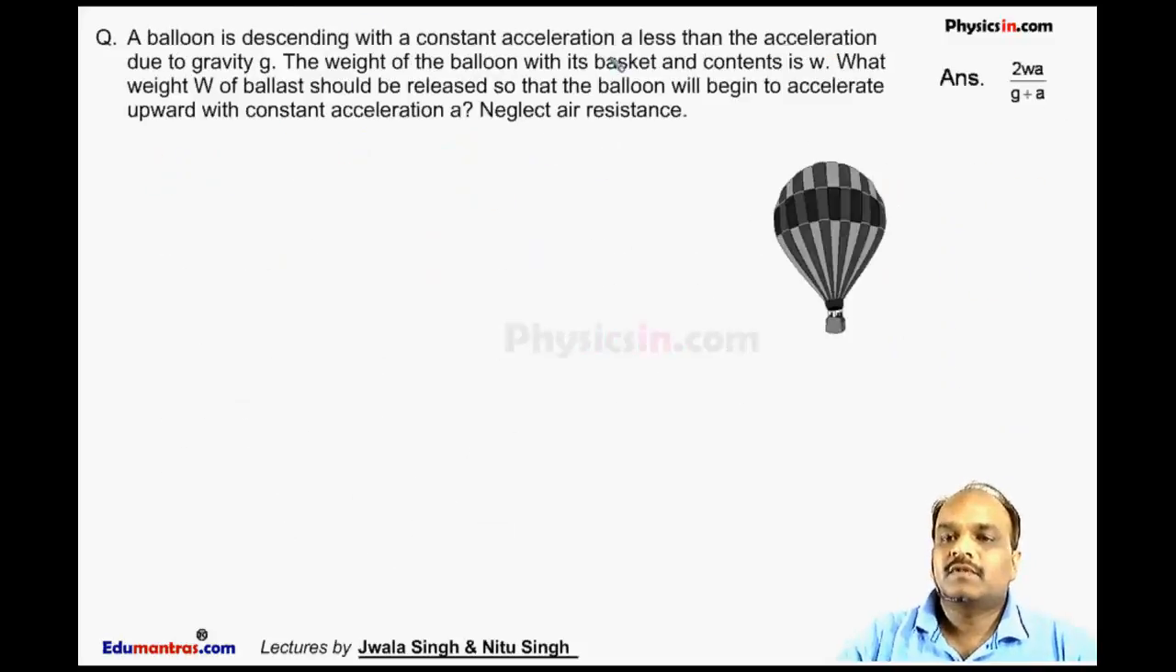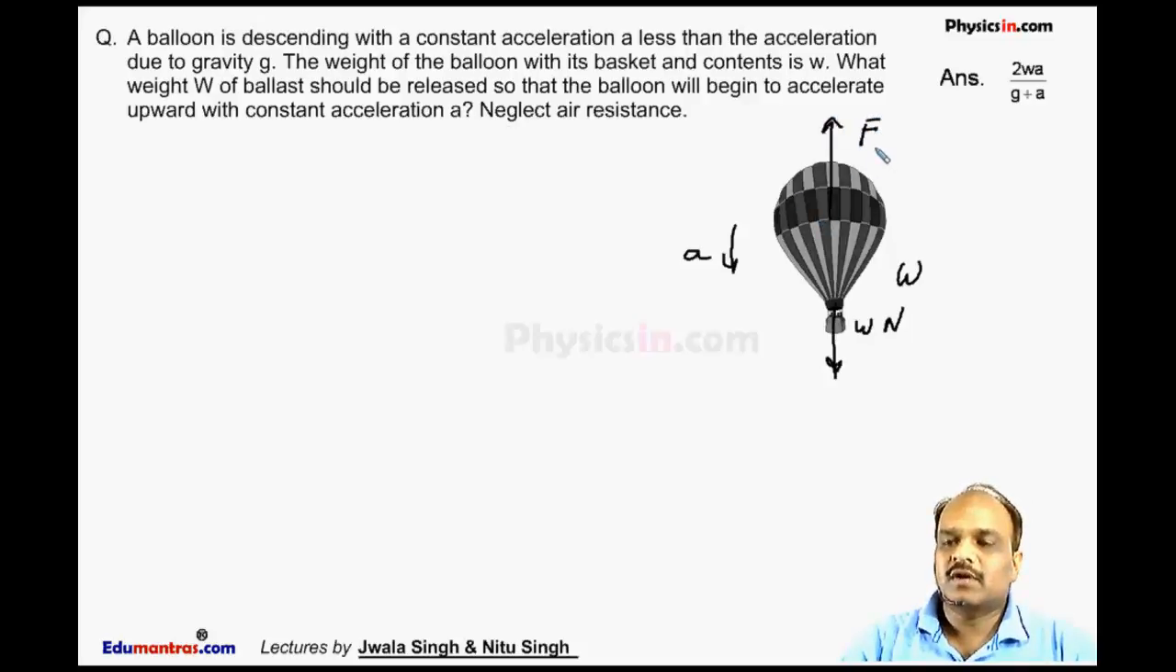A balloon is descending with a constant acceleration a less than the acceleration due to gravity. The weight of the balloon with its basket is W. The total weight of this balloon, basket and contents is W Newton downward. What weight w of ballast should be released so that the balloon begins to accelerate upward with a constant acceleration a? Now suppose this balloon is going downward, and let the buoyant force F act upward.